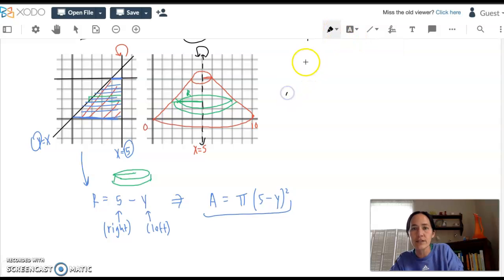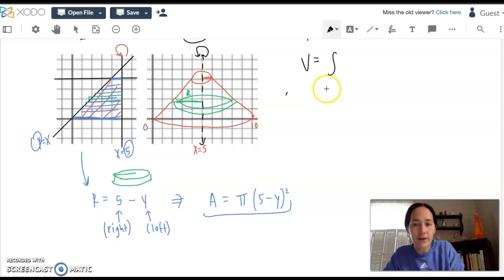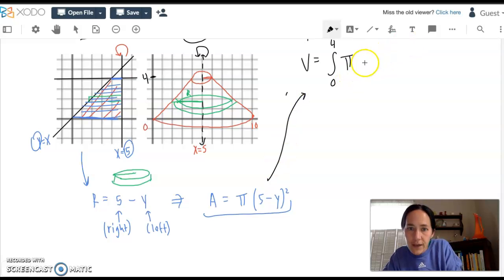Where are we integrating? Let's get our limits of integration. So volume equals, from what y value to what y value? I know the x's go 0 to 10. The y's are what we care about. The y's go 0 up to 4. So we'll put those two values there. And we'll integrate this area expression that we just found. So pi times (5 minus y) squared dy.